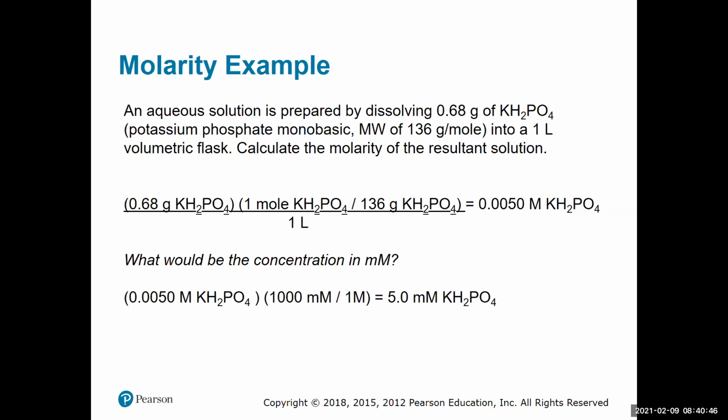That's what I was mentioning just a moment ago. Millimolar, you have the small m next to the capital M. And we remember that milli is 1,000. So we would slide our decimal place over 3 places to the right to switch from molar to millimolar. And in this case, that results in 5.0 millimolar potassium phosphate.